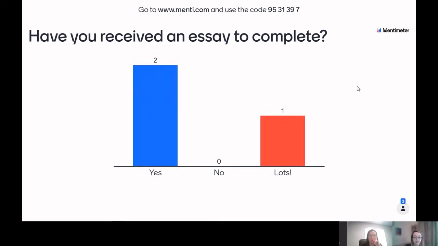So we have three people who have received essays, and one person has received lots of essays. And I suppose it depends. I know this year that lectures are turning to continuous assessment rather than exams, so people might have more essays to do, and it's about managing your time, picking when to start them and having a plan for them as well. Yeah, definitely. Okay, we'll move on.